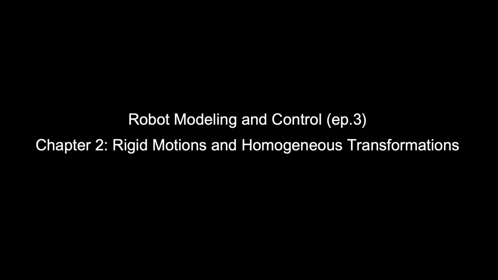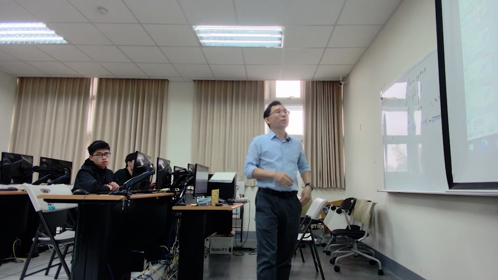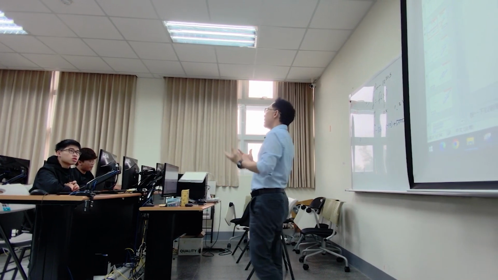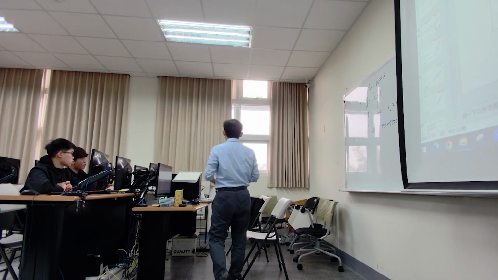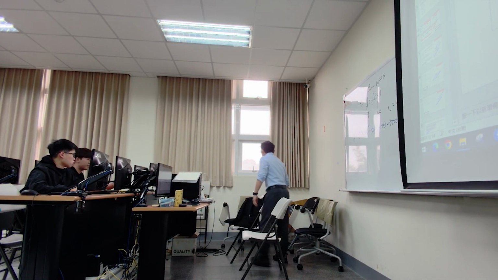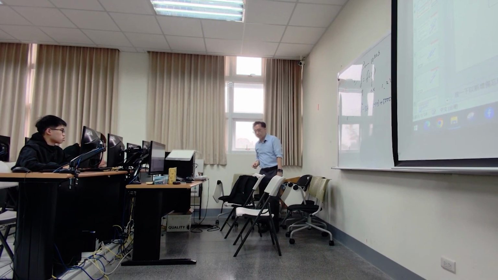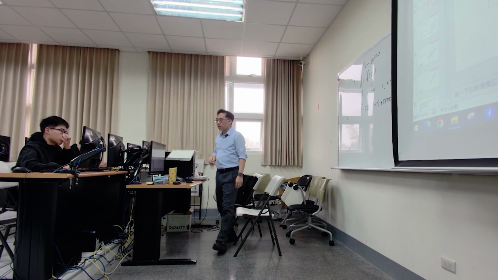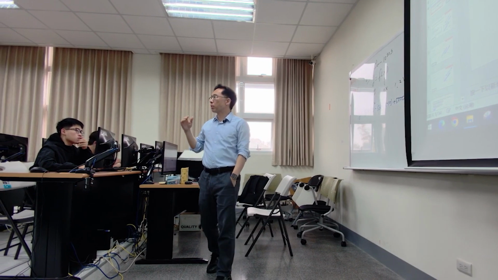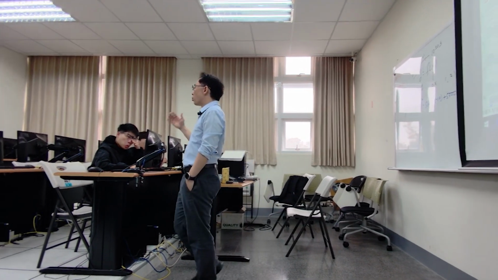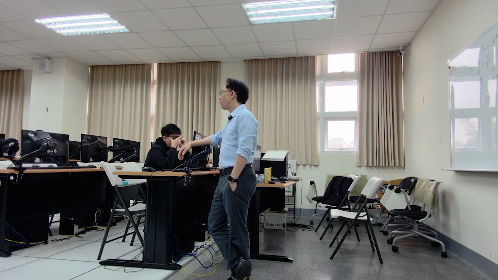In today's class, I will start from rigid motion. Okay, we already studied a rigid body in your first year or second year in the university, right? And defining the rigid motion is the rigid body motion. So what is a rigid body? The definition of a rigid body is it will not be deformed at all.